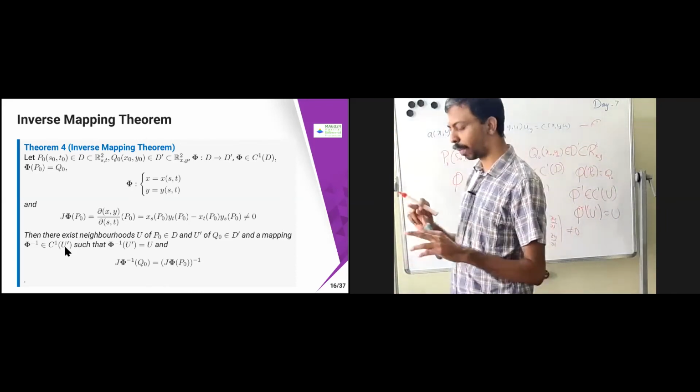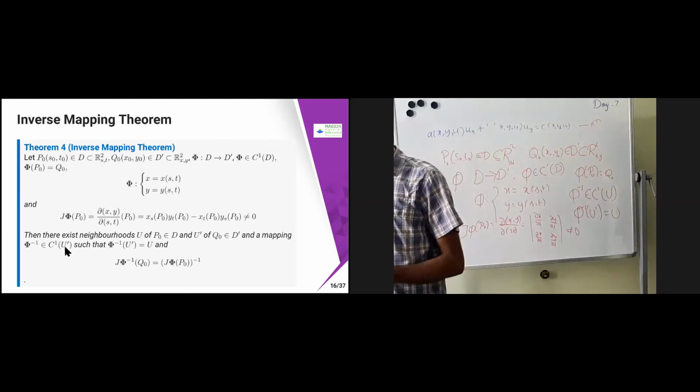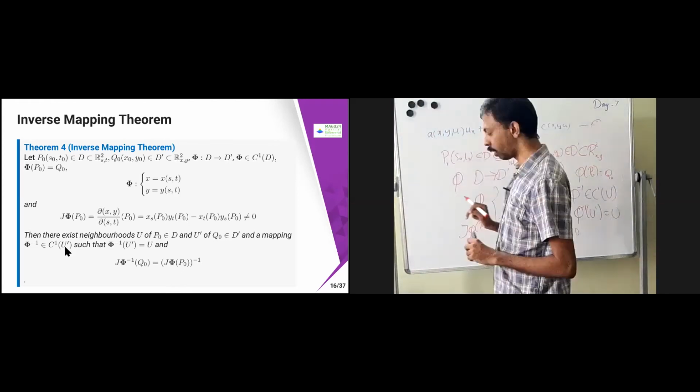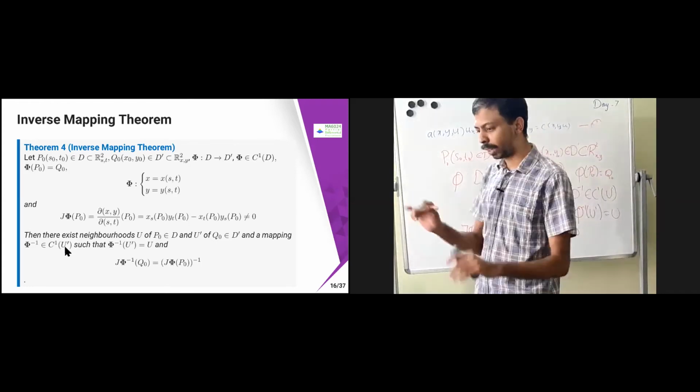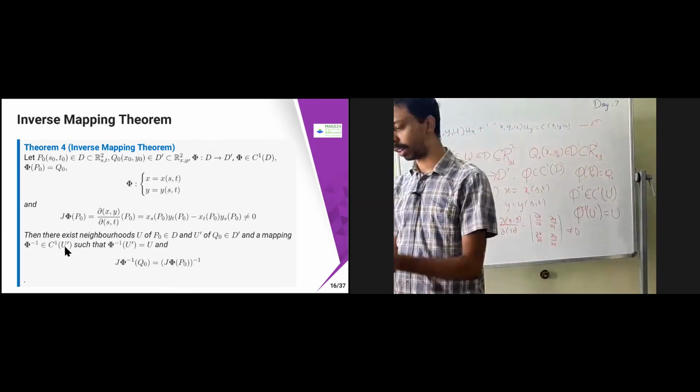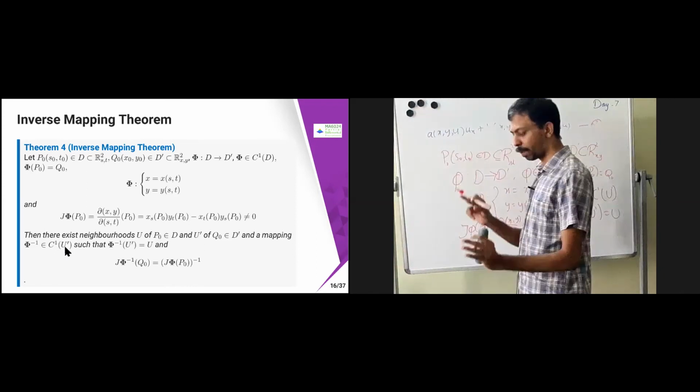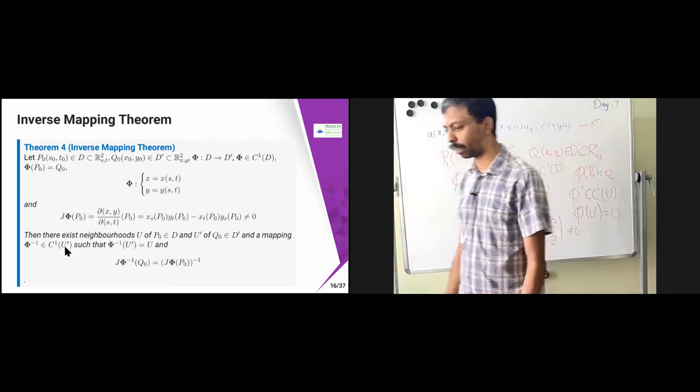So here there is a notation confusion. J by p naught is going to be a matrix. Usually they just denote it as a determinant that is not equal to 0, but here there is notation confusion. So it's a matrix. J by p inverse is going to be a matrix, that matrix here.